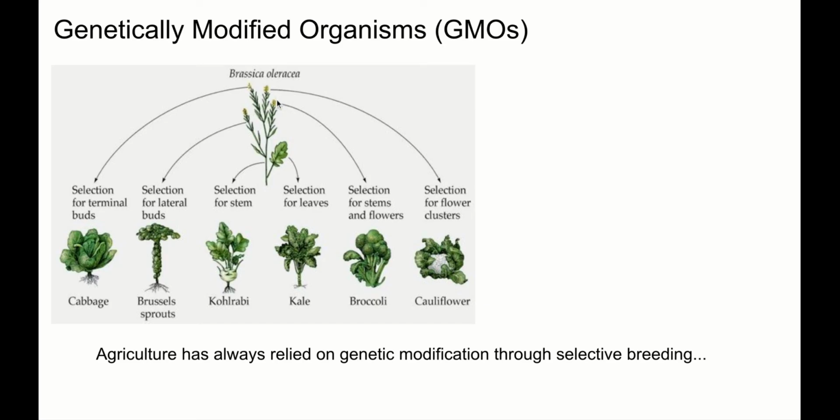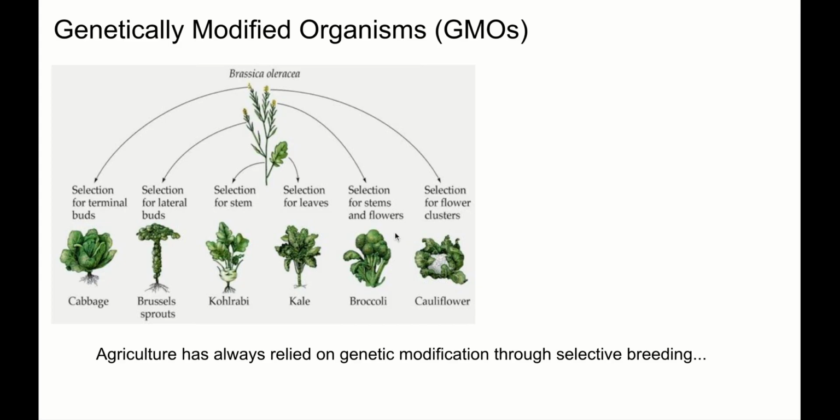Over time, we selected versions of this plant that had particularly nice flower clusters, extra thick, and we bred the plants with extra thick flower clusters together, and hopefully they produced some baby plants that also had thick flower clusters, and maybe some of them had even thicker flower clusters, and so we bred those plants together, and eventually, over many, many, many generations, we ended up with something that looks totally different from the starting plant, cauliflower. This descendant of our Brassica oleracea has been bred selectively for enhanced flower clusters.